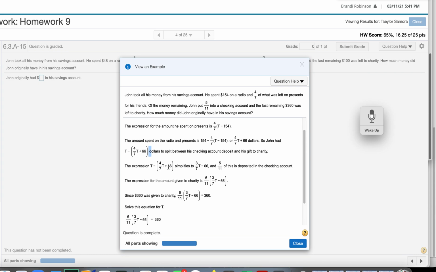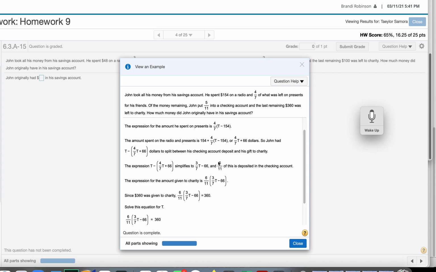Now he's going to take money and he's going to redistribute it again. So this is what he has left from what we just did. We're going to simplify that by doing T minus 4/7 T, which is the same as 1 minus 4/7, which is 3/7. And then I still have minus 66 because I distributed that negative sign through there. What I have to now account for, so this is fully simplified, is then he takes 5/11 into a checking account and the last remaining 360 was left to charity.